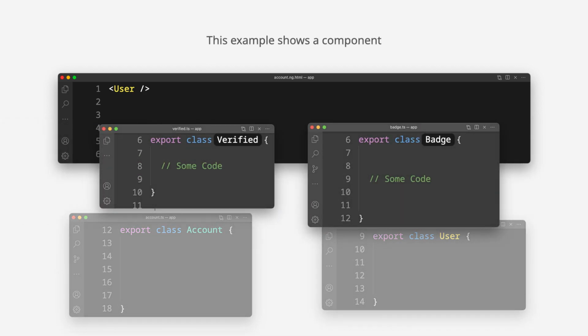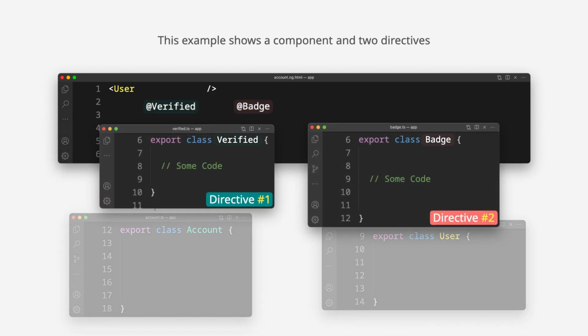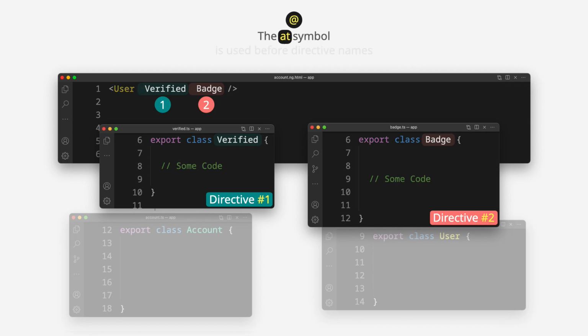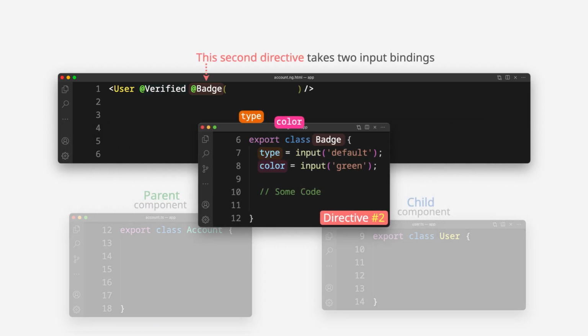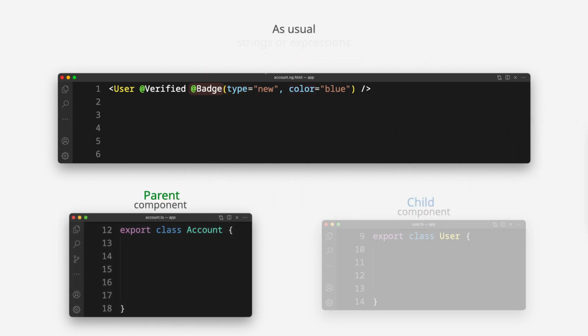This example shows a component and two directives. The @ symbol is used before directive names. This second directive takes two input bindings. As usual, strings or expressions.